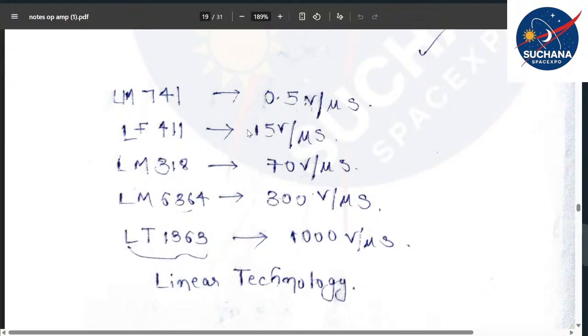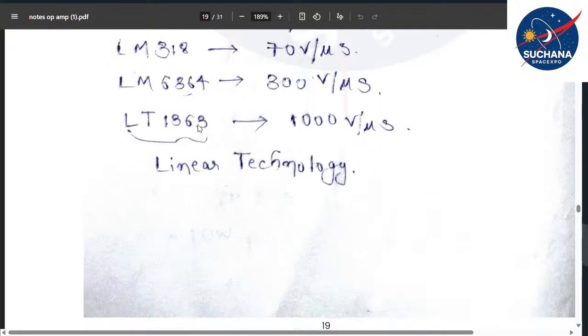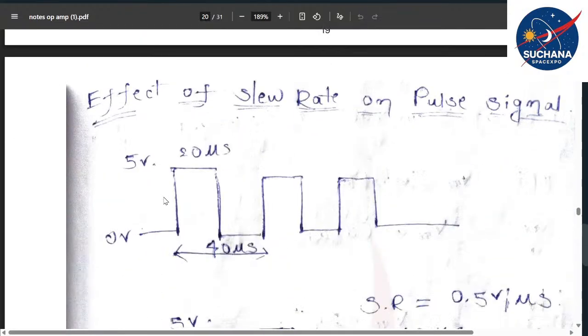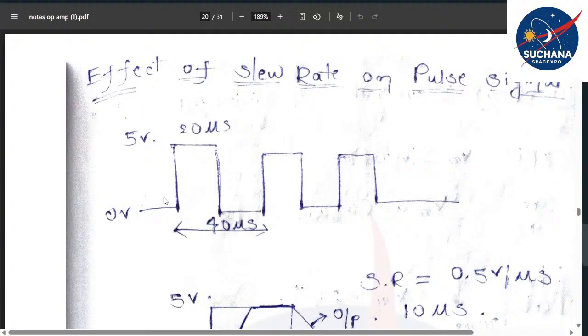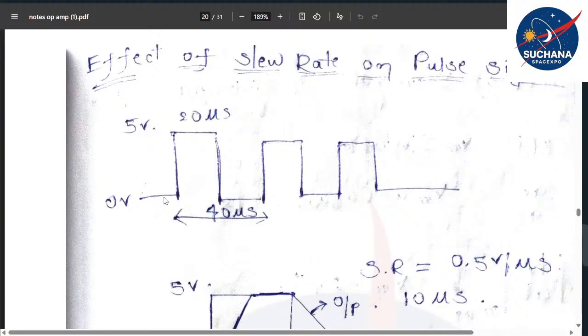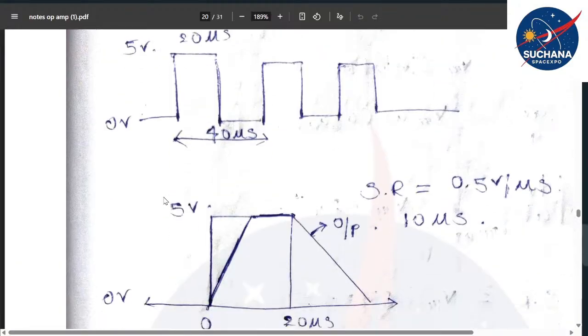Let's assume you have taken two different op amps, one is LM741 and another is something like LT1363 or LM318. For these two op amps, slew rates are different. If slew rates are different, the output waveform that you obtain is also a little different, because the output is affected by the slew rate.